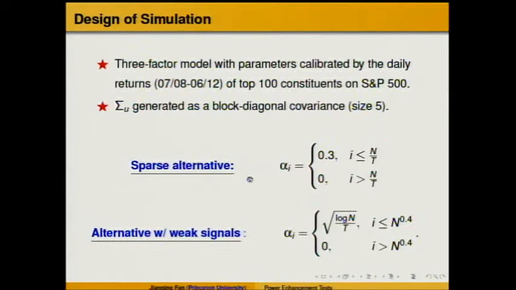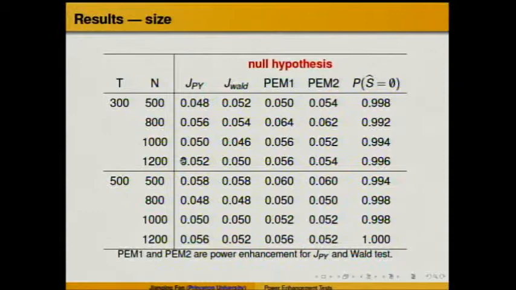And we consider two specific alternatives. One is a very sparse alternative, meaning that alpha is not zero, about 0.3% per month. This is ideal. For n typical, it would be a few; there will be a couple of stocks with big alphas. And the other alternative is a weak signal, where we have about square root n, or n to the power 0.4, signals and the rest are zero. So this is the design of the tests. The first result we use is based on T equal to 300, so it's about one year of data.